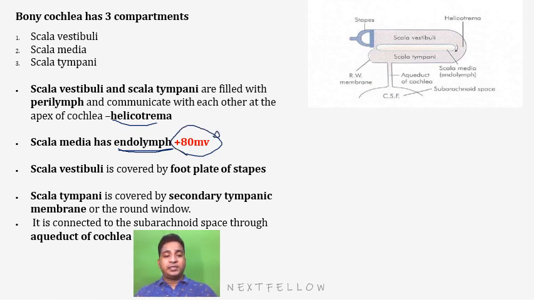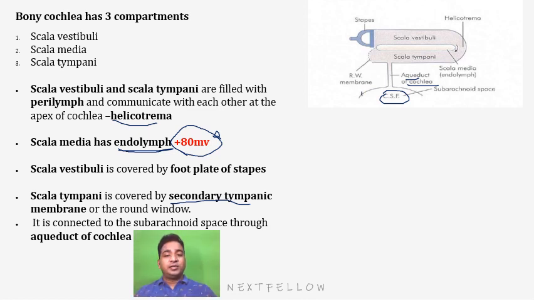And again, this is a question that has been asked in the exam. So how is this endolymph produced? This endolymph is produced by stria vascularis. Stria vascularis, again an examination question, everything is written, you can see in the next slide. And we all know the scala vestibuli is covered by the footplate, whereas the scala tympani is covered by the round window, that is also known as secondary tympanic membrane. And what I was telling you, this scala tympani is connected to the CSF space by means of the aqueduct of cochlea. So this aqueduct of cochlea connects scala tympani with the CSF.